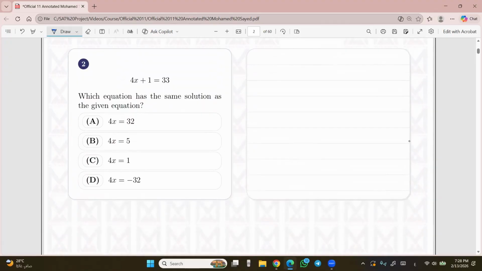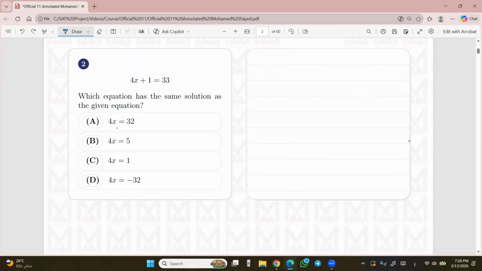Number 2. 4x plus 1 is equal to 33. You can get the value of 4x because we need to get the 4x only. So we can move that 1 from here to the other side with opposite sign. So we have 4x is equal to 33 minus 1 is equal to 32.